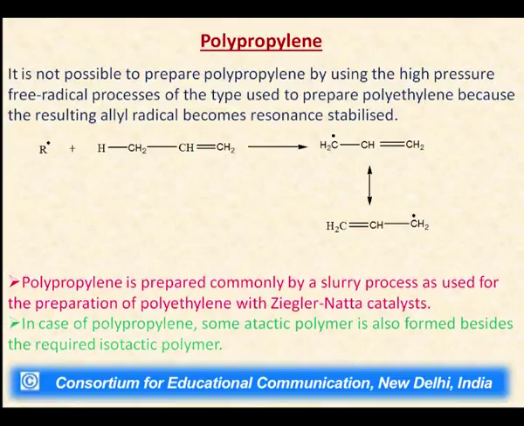Polypropylene is prepared commonly by a slurry process as used for the preparation of polyethylene, with Ziegler-Natta catalyst. In case of polypropylene, some atactic polymer is also formed beside the required isotactic polymer. So, in case of atactic polymers, there is no specific arrangement in the polymerization of polypropylene.